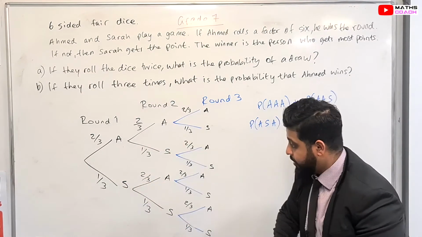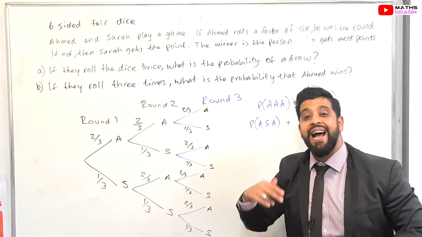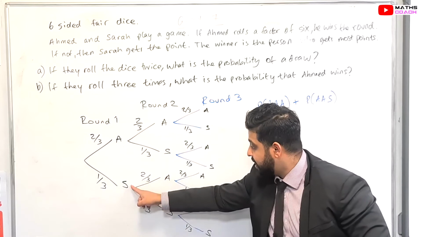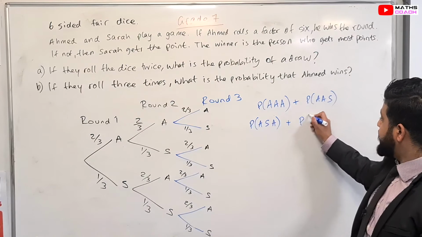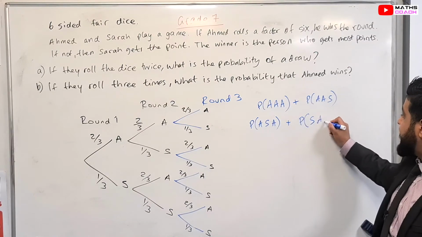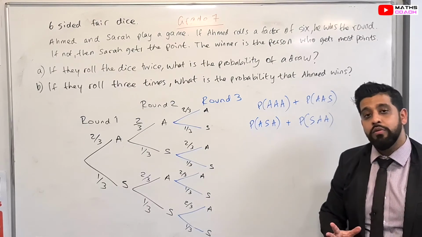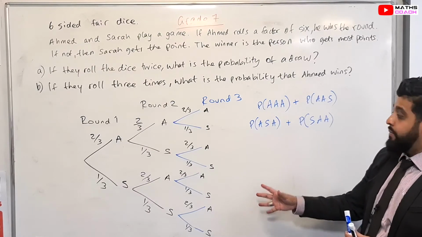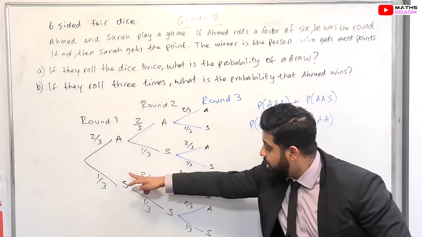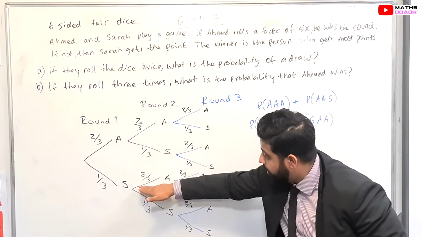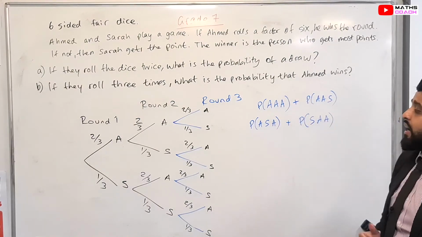Let's go down to this branch where we have the first round to Sarah. Now, if Sarah's won the first round, remember Ahmed has to win the next 2 rounds. So Sarah, Ahmed wins this one, Ahmed wins this one. So we have our final one, which is Sarah winning the first round and Ahmed winning the next 2. Now, there are no other examples that we can draw from our tree diagram where Ahmed wins, because everything else, Sarah wins. So we only had one possibility from this branch. So these are all our probabilities.